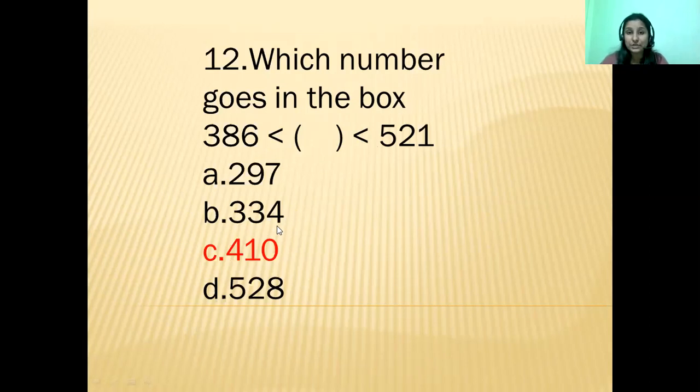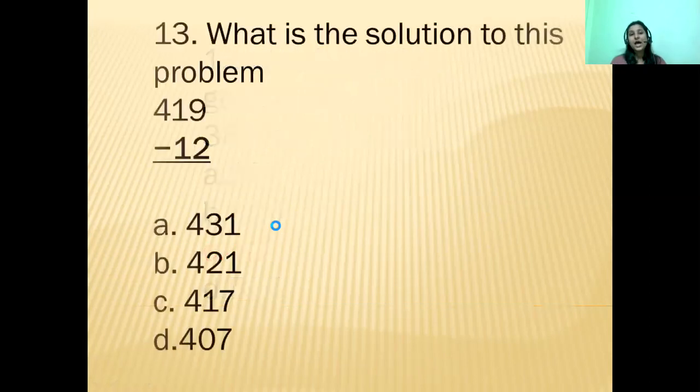Now we will see question number 13. And question number 13 is, what is the solution to this problem? And the problem is 419 minus 12. Oh, it's so easy. 419 minus 12. The options are A, 431, option B, 421, option C, 417, and option D, 407. What is your answer? Just write on that paper.